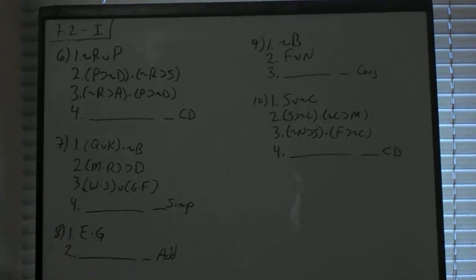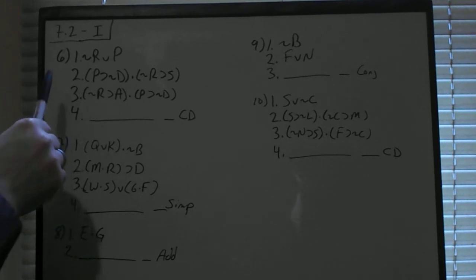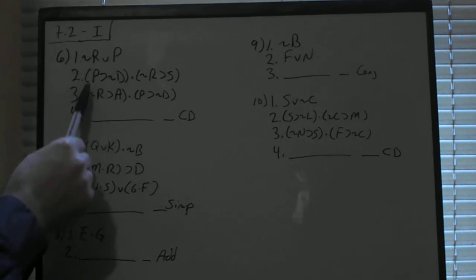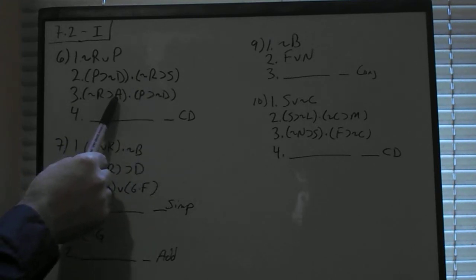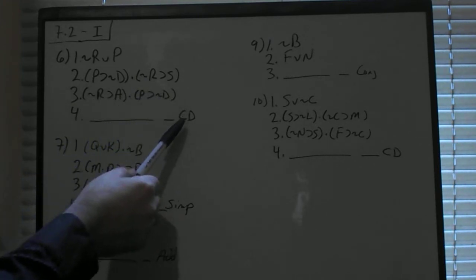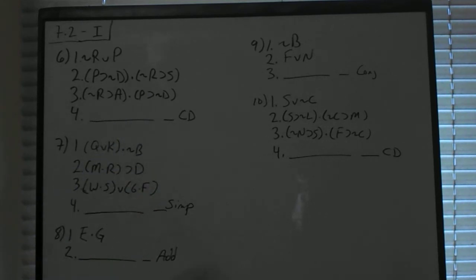But we're starting off here with 7.2 section 1. And the number 6, you have not R or P, if P then not D, and not R then S, not R then A, and if P then not D. They want us to do a constructive dilemma.